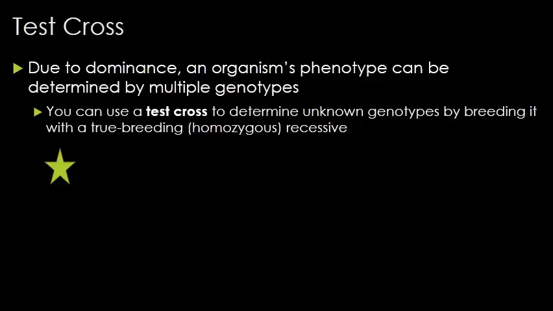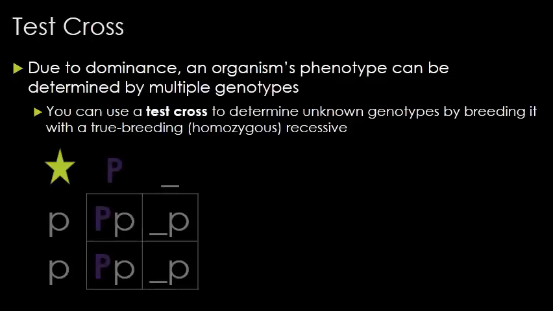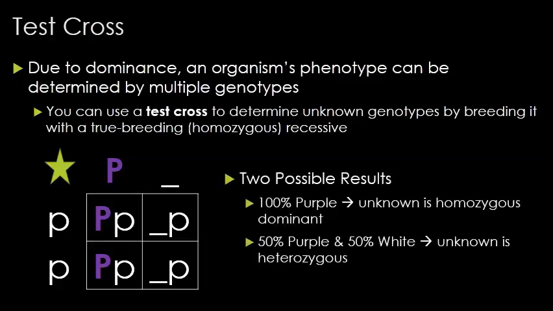Due to dominance, an organism's phenotype can be determined by multiple genotypes. A heterozygous purple flower is going to be just as purple as a homozygous dominant purple flower. So if you want to determine the alleles that something is carrying in their genotype, you need to breed it with a homozygous recessive. So in this case, if I know that I have a purple flower, I'm going to breed it with a white flower. If I get offspring that are all purple, I'll know that I had capital P, or homozygous dominant. But if I get some white offspring, I will know that my unknown was heterozygous.